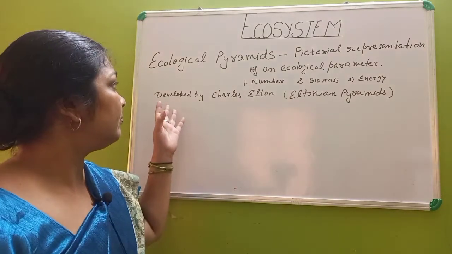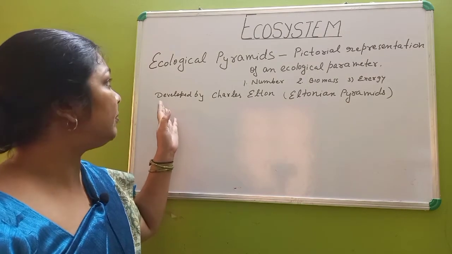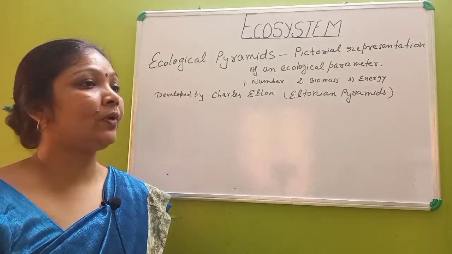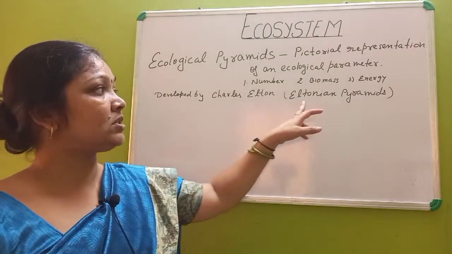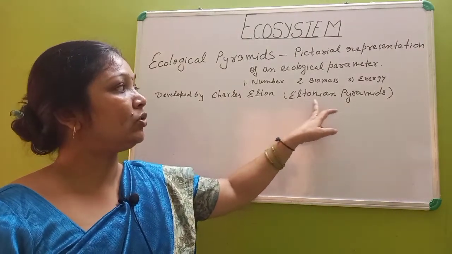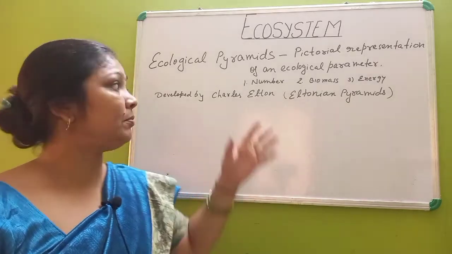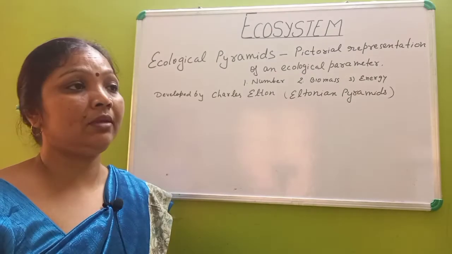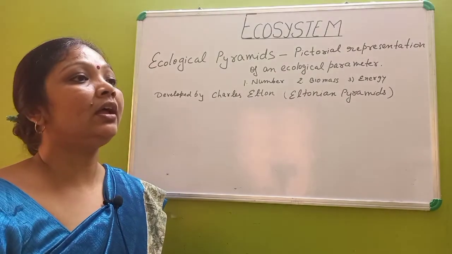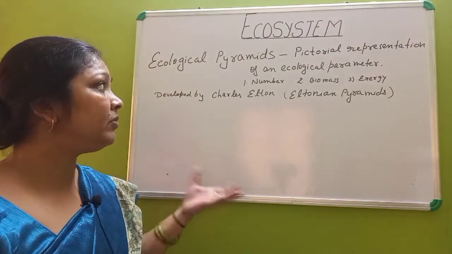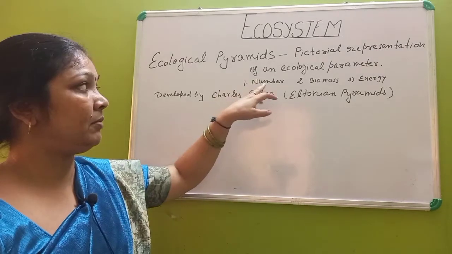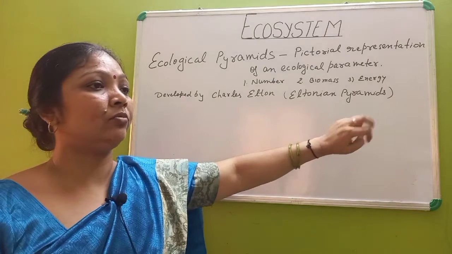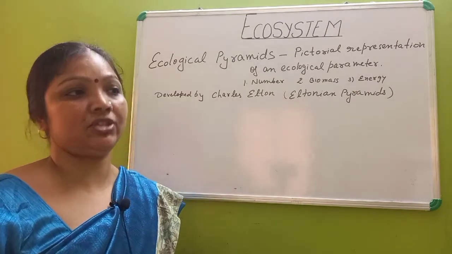This pyramid was discovered by Charles Elton. That's why it is also called Eltonian pyramids, named after the scientist. And there are three basic pyramids: pyramid of number, pyramid of biomass, and pyramid of energy.